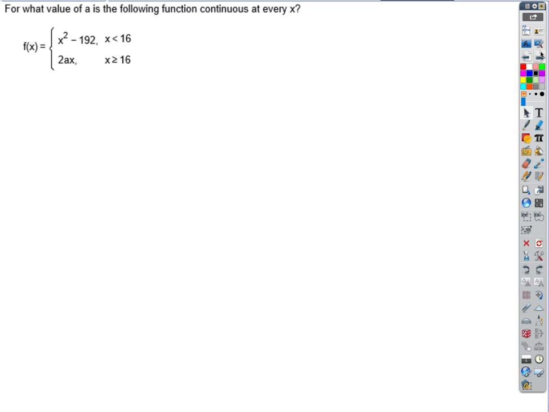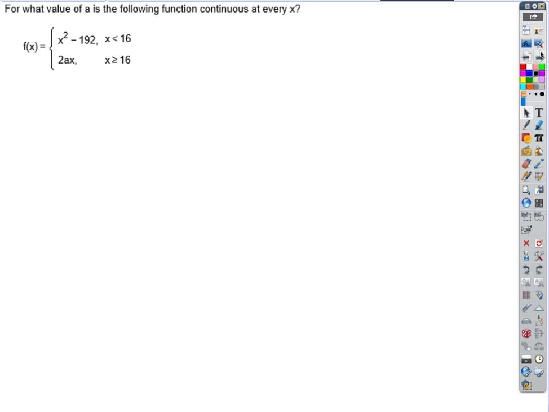Emily, you got an idea? Joe? If you set 2ax equal to 16. Okay, you can, but it's important that you know why we're doing it, right? Why are we doing that? To find the value of the derivative of that 16. What's it? It's the function.